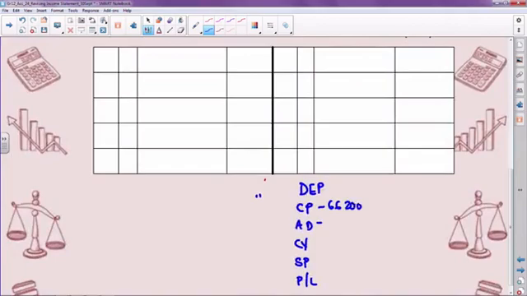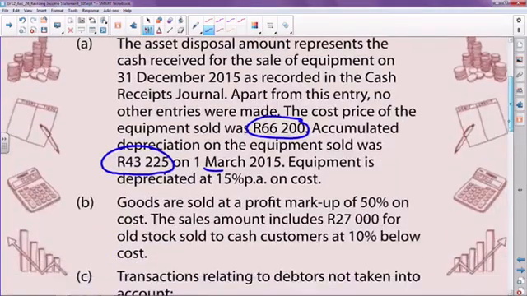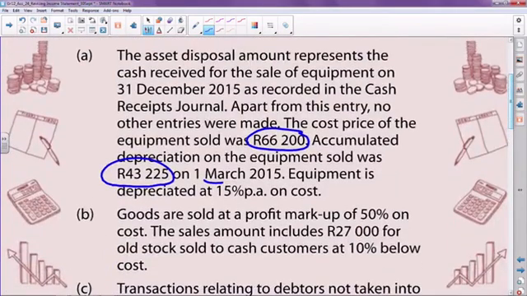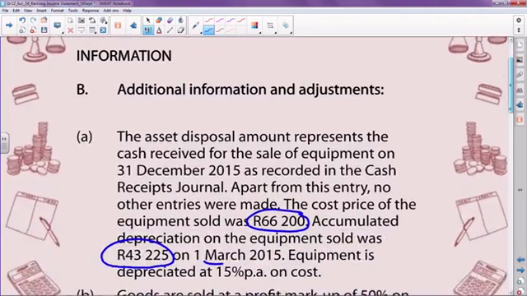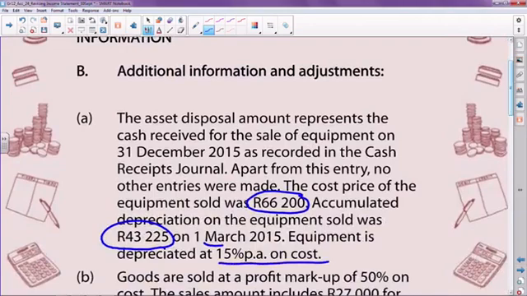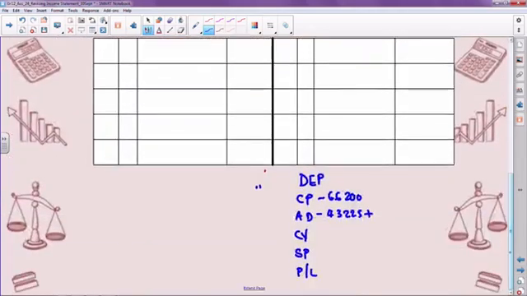What was its accumulated depreciation? At the beginning of the year, the accumulated depreciation was 43,225. So therefore, I slot in my 43,225 and immediately I put a plus sign alongside it. Right, what do I know? I know that the depreciation is written off at 15% per annum on cost. Immediately I say, fine. If that's the situation, using the formula, I say 66,200 as my cost price times my rate, which is 15 over 100, times my time.